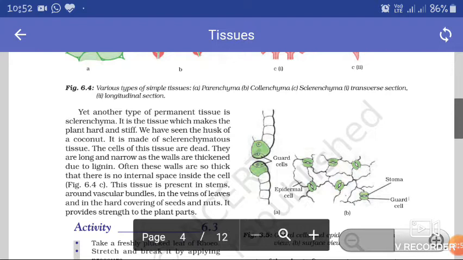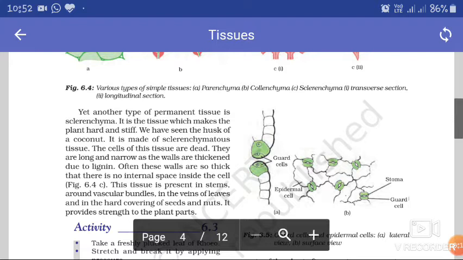Another type of permanent tissue is sclerenchyma. It is the tissue which makes the plant hard and stiff. We have seen the husk of a coconut. It is made up of sclerenchymatous tissue.